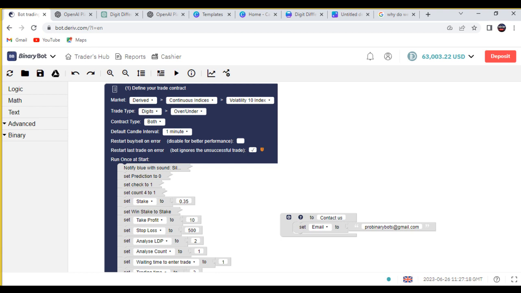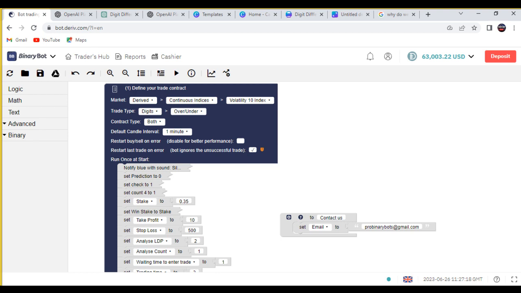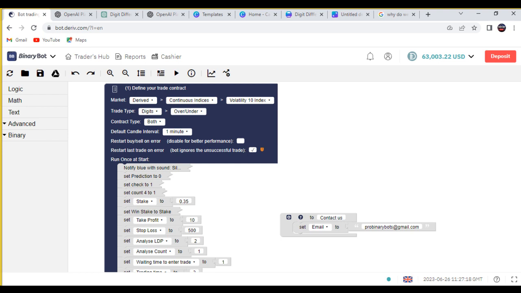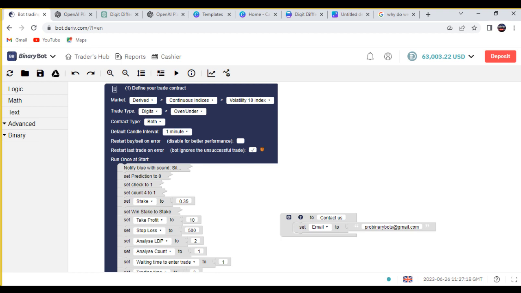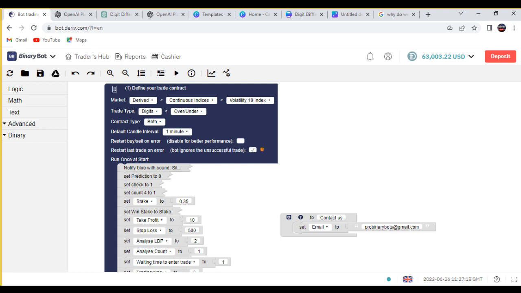Choosing the over trade type means you are predicting that the digit generated by the market will be higher than your prediction. For instance, if you set the prediction at 5 and the generated digit is 7, the condition is met, resulting in a winning trade. Conversely, by selecting the under trade type, you anticipate that the digit generated by the market will be lower than your prediction. In this scenario, if you set the prediction at 5 and the generated digit is 3, the trade will be deemed successful.